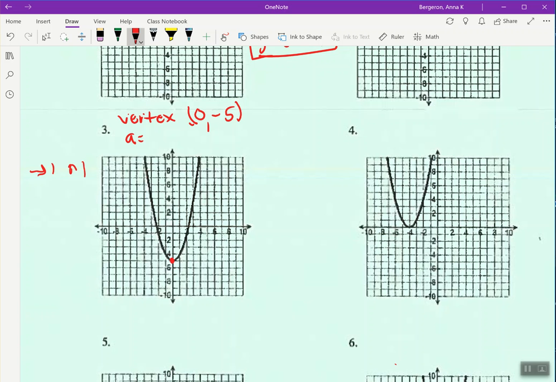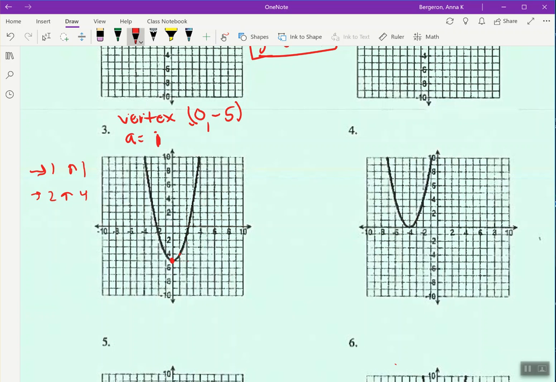And my a value, so I want to check, did I go over 1, up 1? If I did, that means I have a normal a value of 1. If I didn't, that means my a value changed. So I went over 1, up 1. I could check the other one. I went over 2, up 4, right? That's the next one. So since those are true, that means that my a value was 1. Nothing changed about my a value.